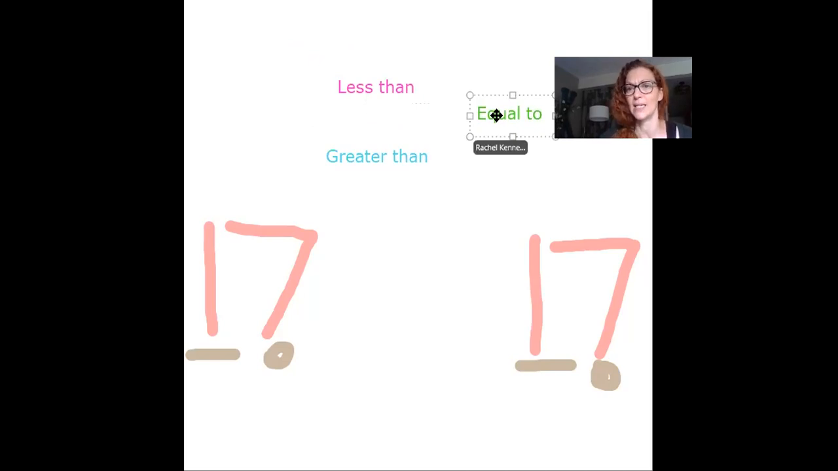I want you to write it down. Because you wrote down your 17s, write the statement in the middle, right? Are you going to write less than? 17 less than 17? Greater than? Is 17 greater than 17? Or is it equal to? Is 17 equal to 17? Choose which statement and write it in.